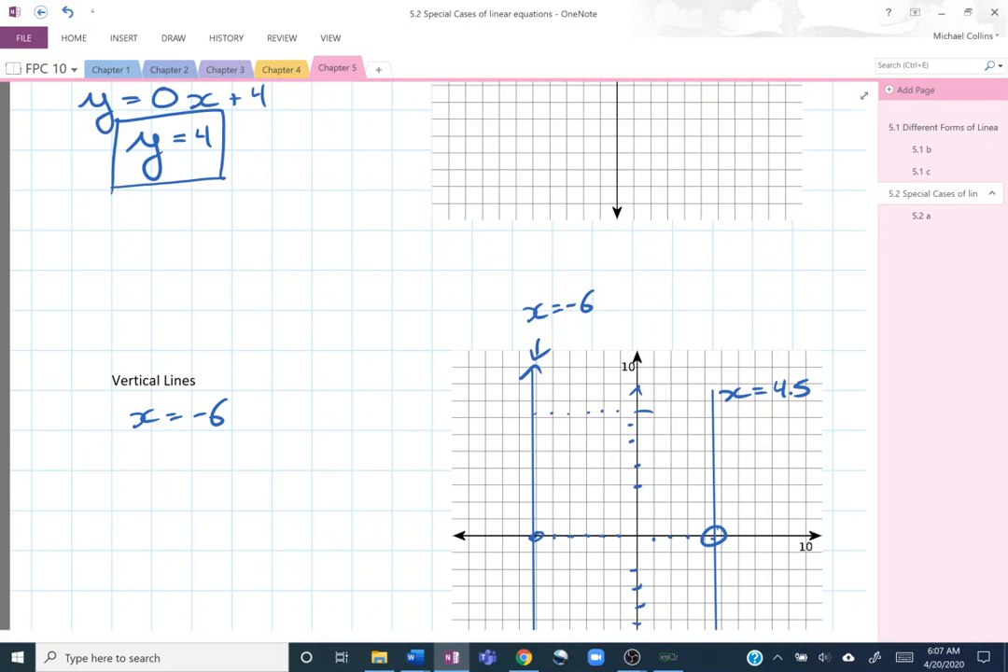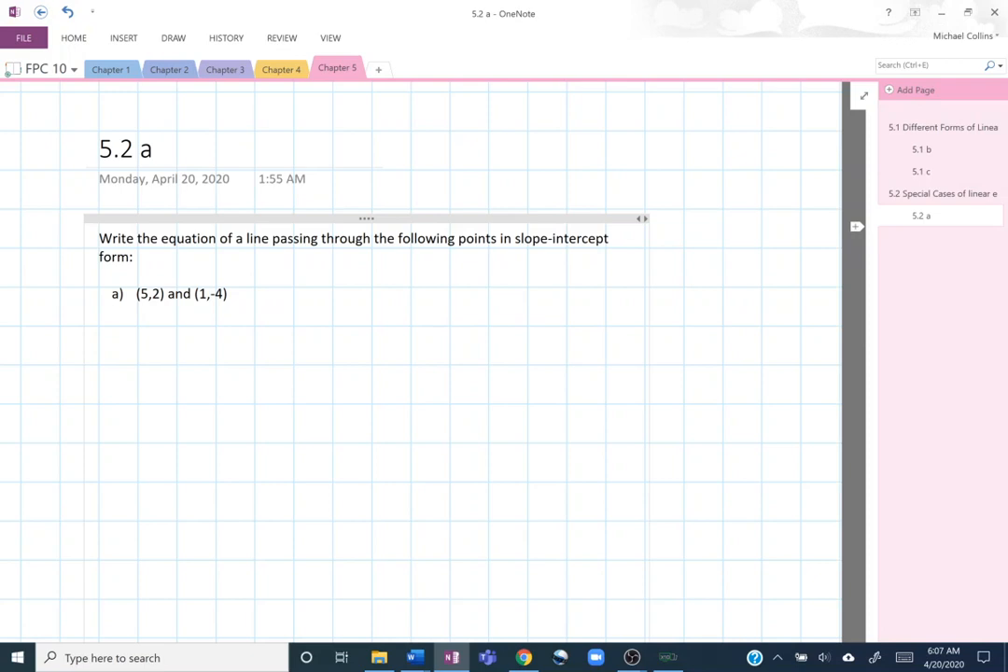So let's look at a couple of examples. Write the equation of a line passing through the following points in slope-intercept form. This one has nothing to do with horizontal and vertical lines, but there are a few questions like this from the homework in 5.2, so we're going to do an example. So this is another one of those questions where we're going to ask, what can we do? We're given 2 points, and we know, we've done it a couple of times already, with 2 points we can find the slope of a line.